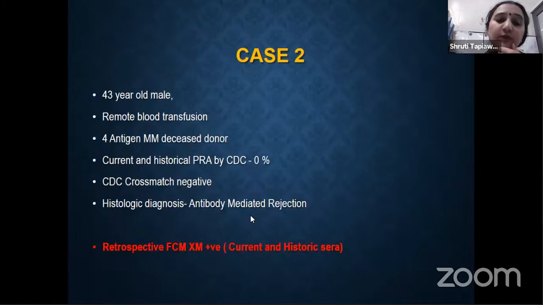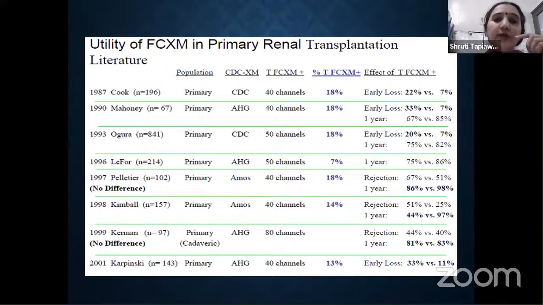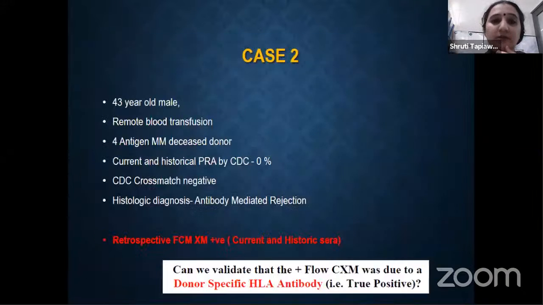So this case too, retrospectively, had a flow cross match which was positive. So it was a high risk. Had a flow cross match been done, it would have been picked up. So in the literature also, flow cross match has a very important role to play because early graft loss has been seen more in people who have had a T-cell cross match which has come positive. So there is a lesson to learn from this.